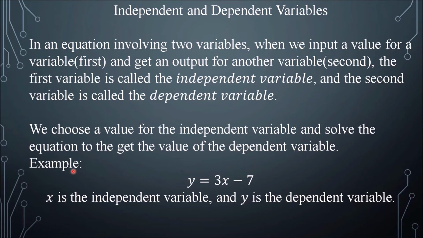So let's have this example. In y is equal to 3x minus 7, x is the independent variable because we input values in x, or substitute x, and y is the dependent variable because we need to evaluate that, and the result will be y. So in short, y depends on the value of x. That's why y is the dependent variable. As simple as that.